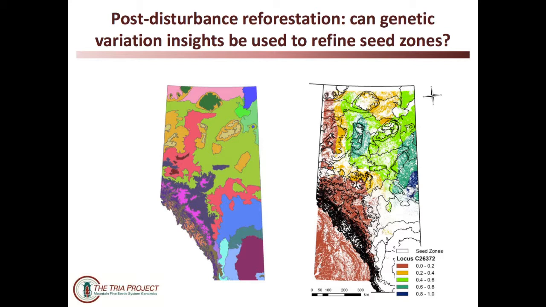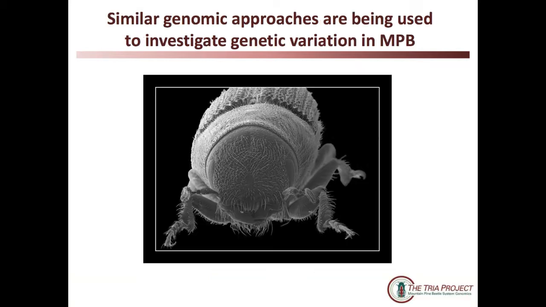So we can use genetic variation and use the marker data that Kathy's developing to work with reforestation planning, to maybe infuse some genetics into reforestation planning, particularly into seed zones. This is a really exciting area of work, I think, and something that we'd like to pursue in more detail.